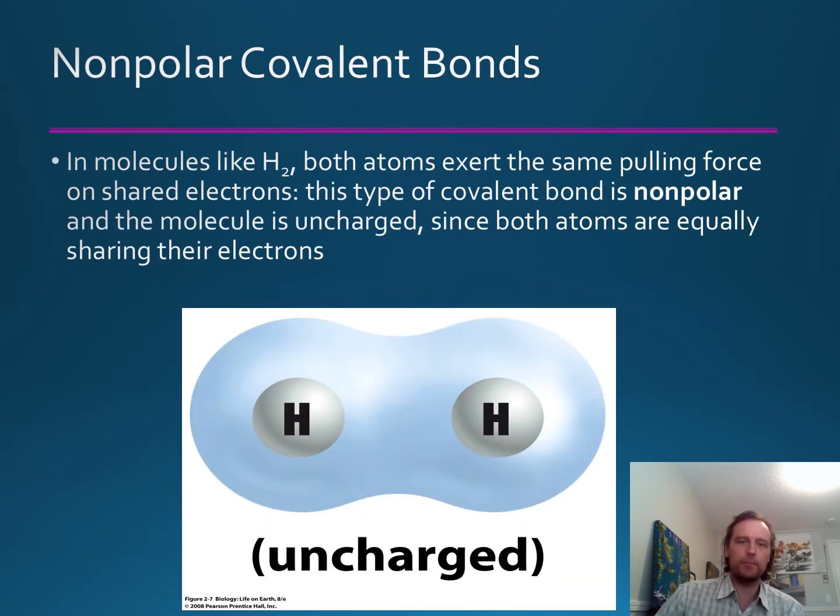Non-polar covalent bonds. So, bullet 1. In molecules like H2 or hydrogen, both atoms exert the same pulling force on shared electrons. This type of covalent bond is non-polar, and the molecule is uncharged since both atoms equally share their electrons. 1 positive charge in here, right? Hydrogen has 1 proton, and this one also has 1 proton. So the electrons are pretty equally attracted to both atoms.